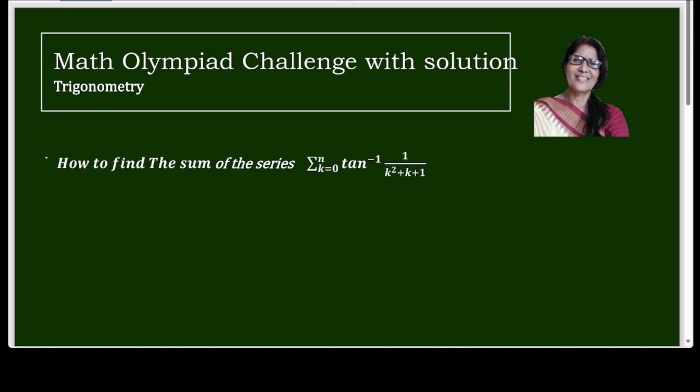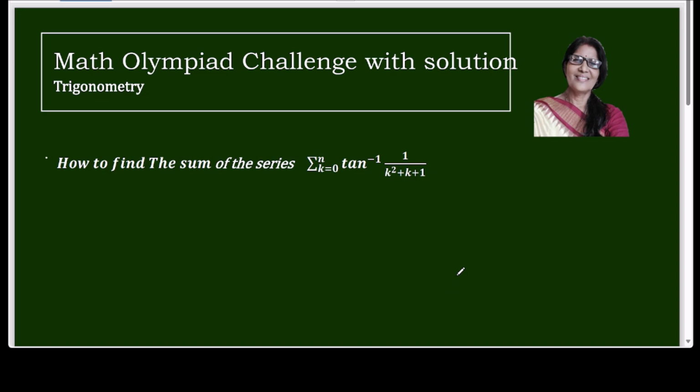So today we'll discuss a question from a Math Olympiad challenge. It is based on trigonometry and telescopic sum. We'll see how we can apply this telescopic sum to find the answer very fast.